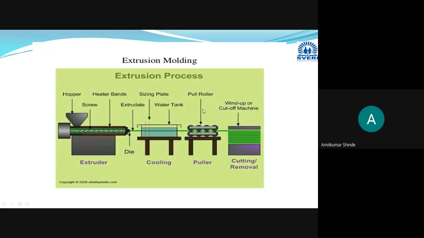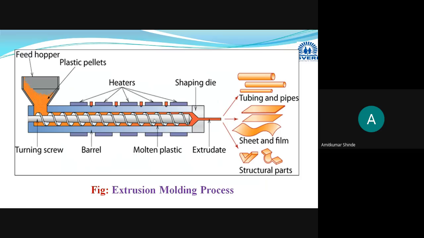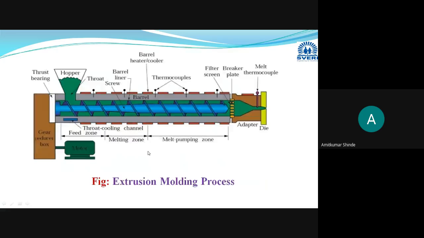Then it will be passed through the pull rollers, and by performing cutting operations or simple machining operations, you can collect the final product in the desired dimensions. This is the extrusion molding process. This is the simple diagram.